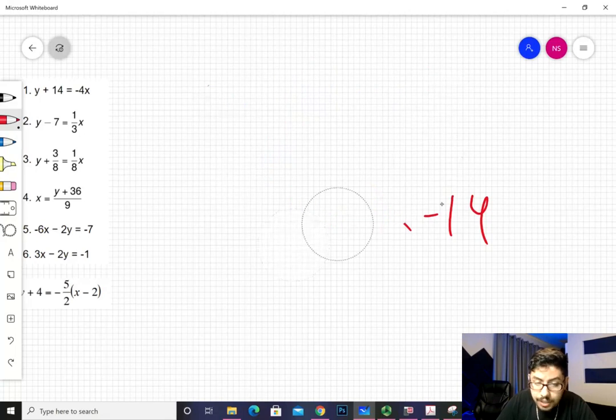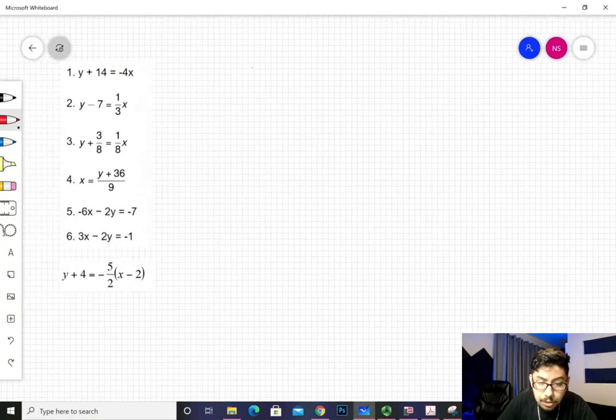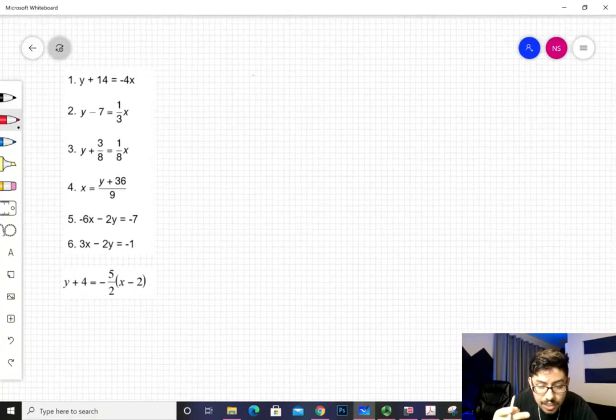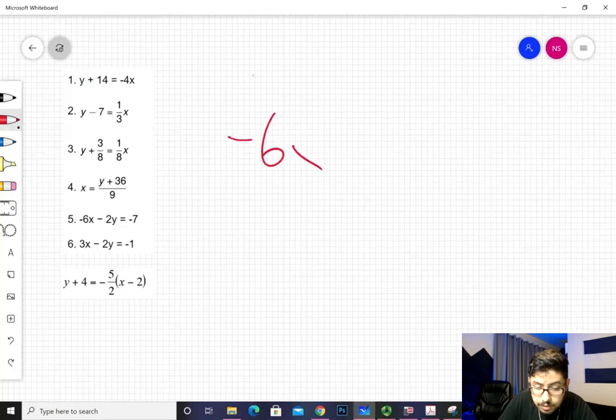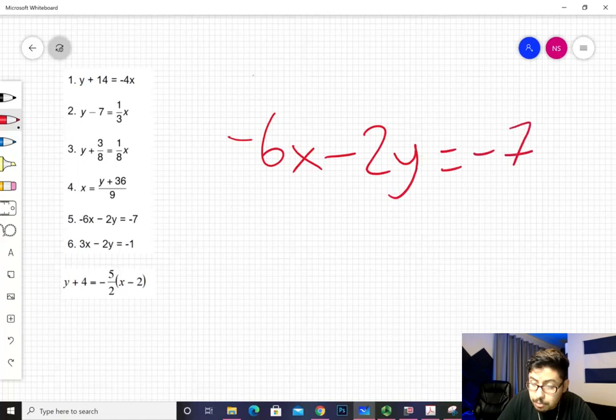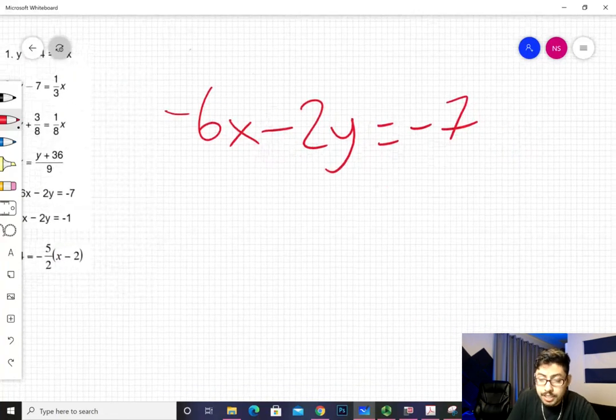Let's do the next one. I don't want to do 2 because that one looks pretty easy as well. Let's do a challenging one with fractions. So let's go with 5. Although it doesn't have a fraction, it's totally fine. This is similar to the one we just did as our first example.